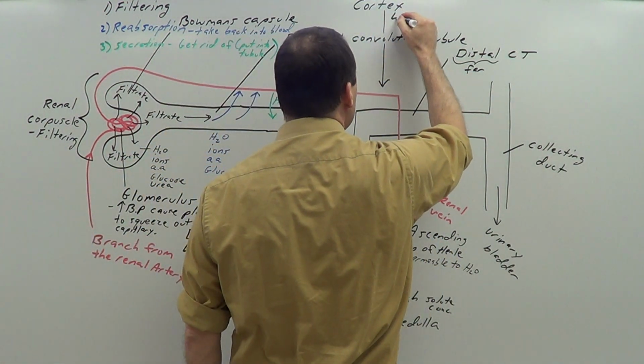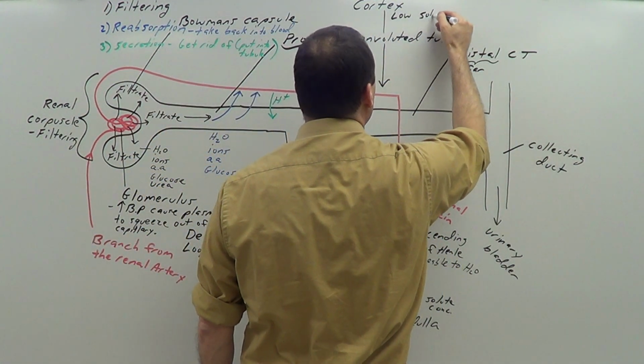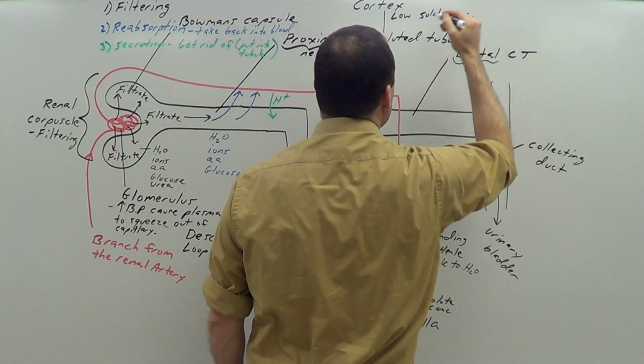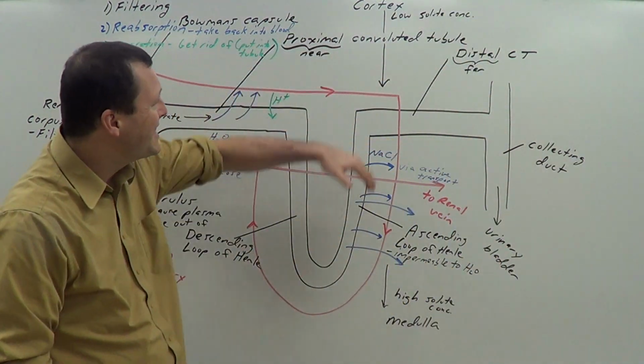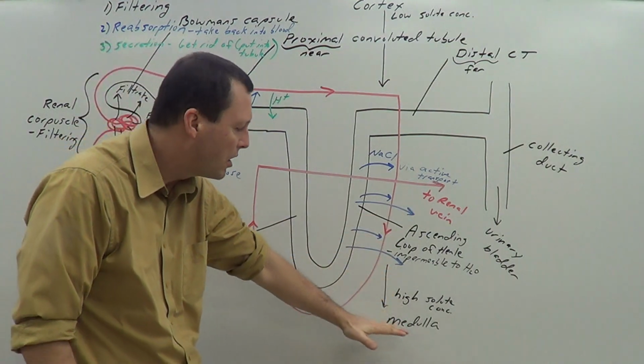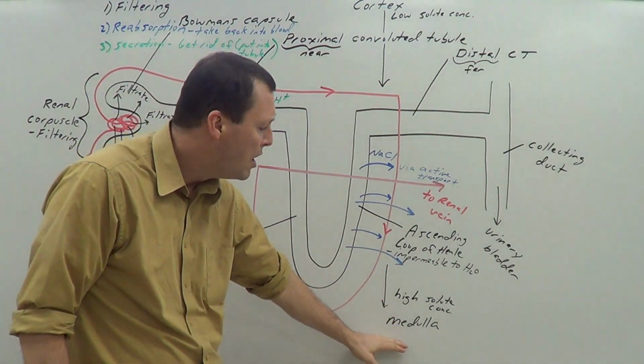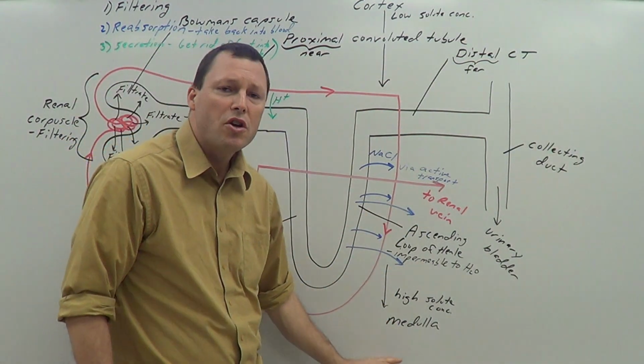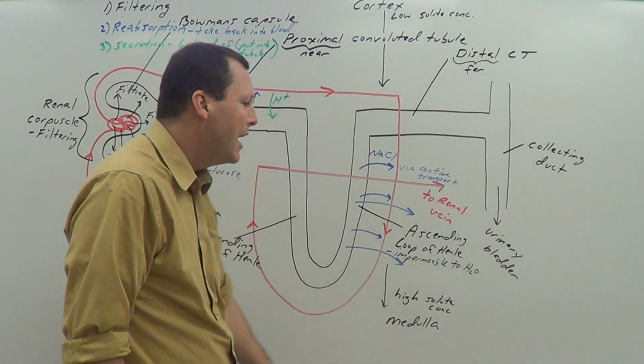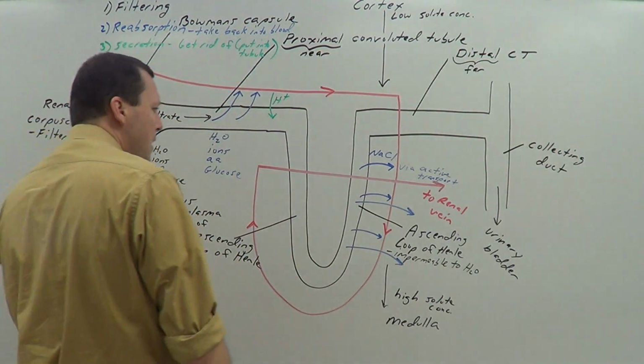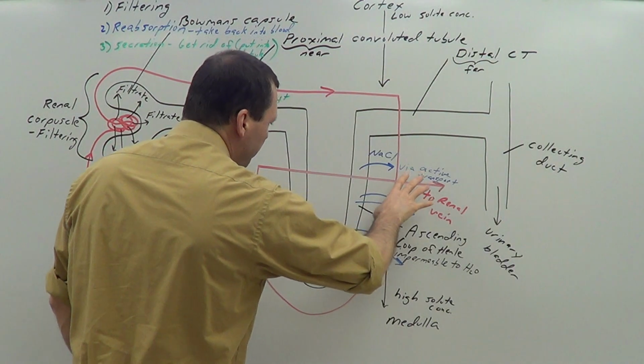Near the cortex is going to be a low solute concentration. So as we get deeper and deeper into the kidney, closer and closer into the medulla, the solute concentration is going to be higher and higher. And that's going to be very important. So we're taking the salt out here.